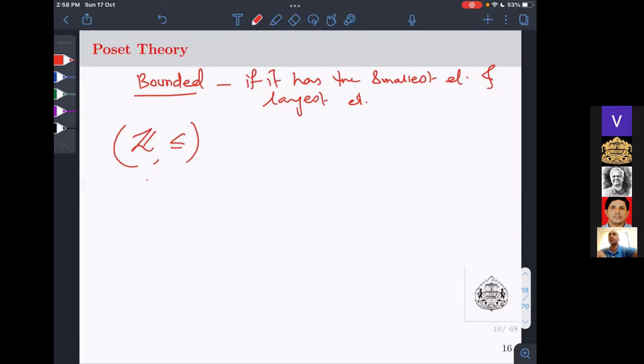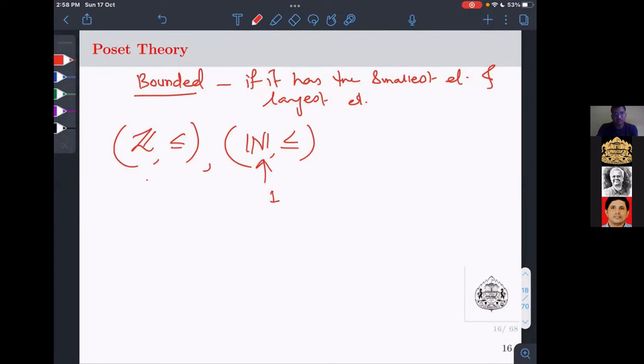But instead of this, if I consider the set of natural numbers with less equal, will it be the same? Bounded poset? No, but will it have a smallest element or not? Yes, it will have a smallest element. What is the smallest element? The smallest element is one. That will be the smallest element, right?